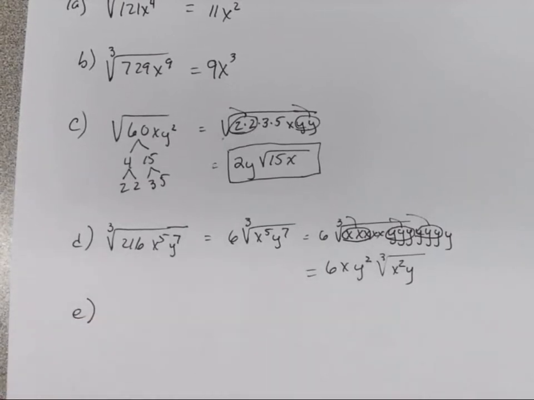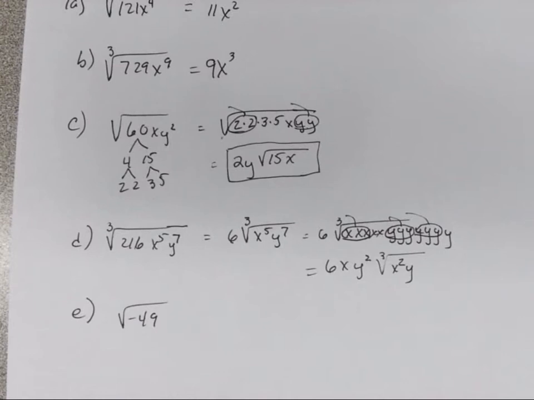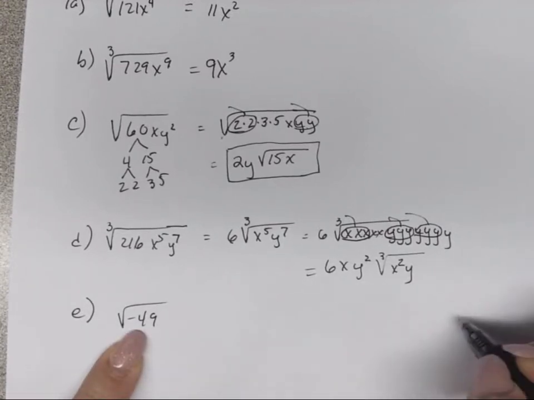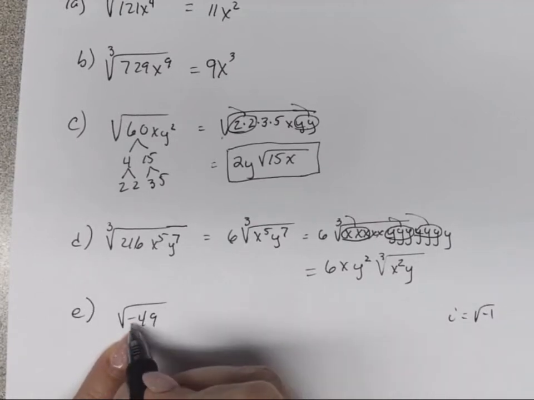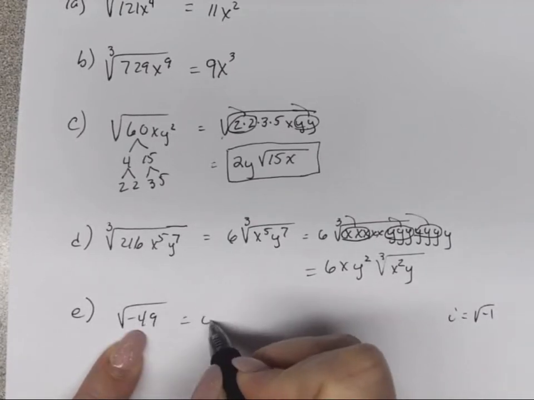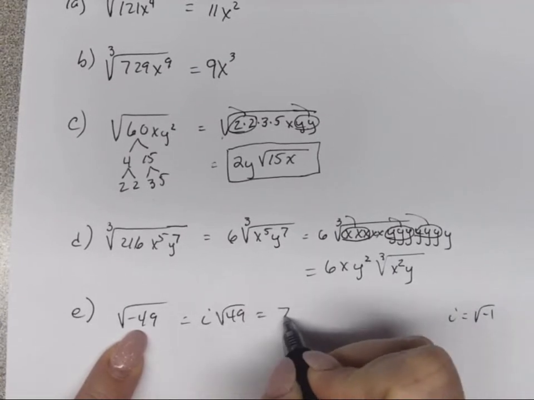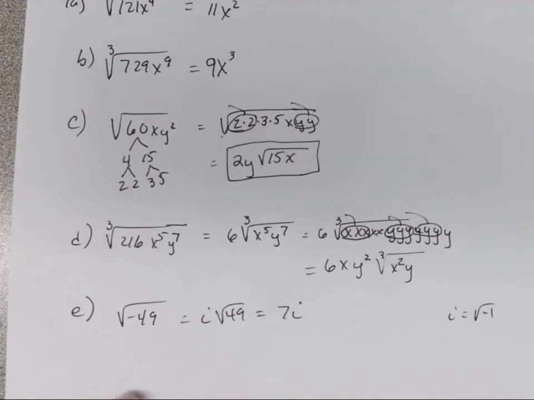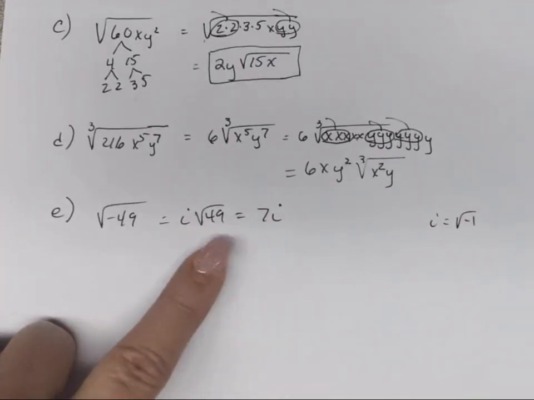All right, so the next one, we have the square root of negative 49. Recall that we can't take the square root of a negative number, but remember that i is equal to the square root of negative 1. So we can take out that negative by pulling out the i, square root of 49, and so it'll be equal to 7i. You would need to show this step because you have to take out the i first before you can take the square root.